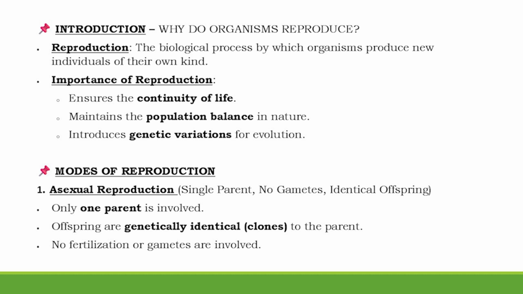Modes of reproduction. 1. Asexual reproduction: single parent, no gametes, identical offspring. Only one parent is involved. Offspring are genetically identical, clones, to the parent. No fertilization or gametes are involved.